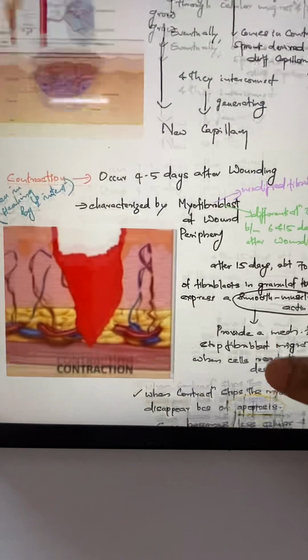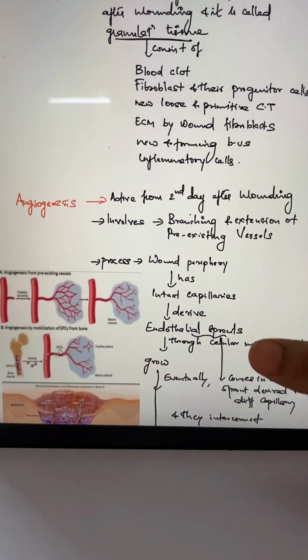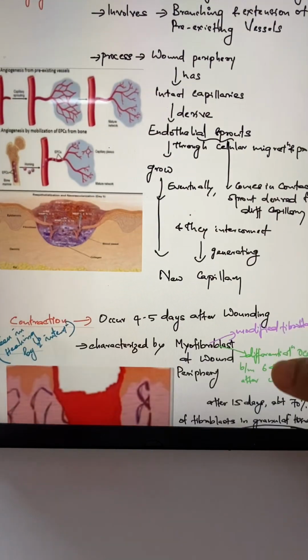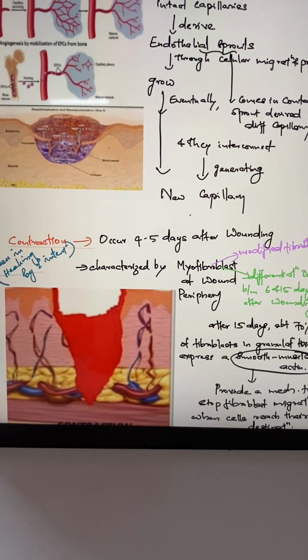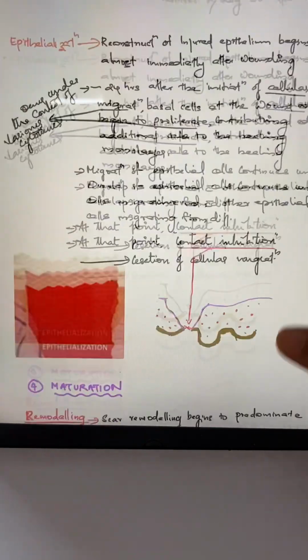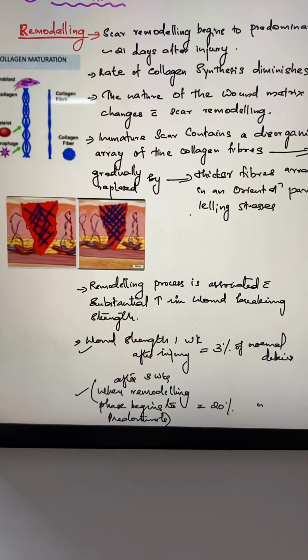So in the proliferative phase, four processes are happening. The first is the granulation tissue and the new connective tissue formed. Then angiogenesis, because of that the new capillaries are formed. Then contraction occurred, so that the space has become less. Then the epithelialization happened. And next is the maturation phase. In that you can see the remodeling.